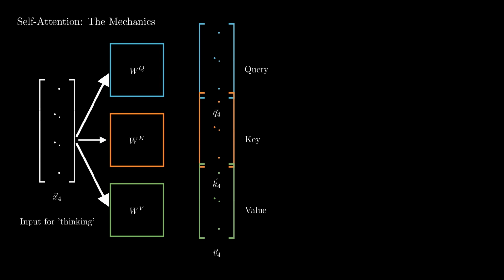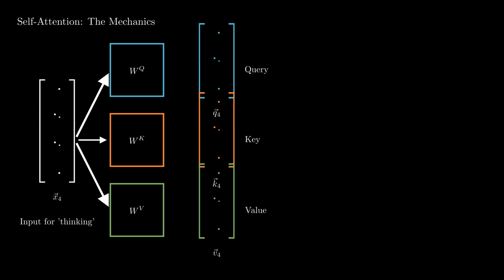To start the attention process, the model needs to create 3 specialized versions of this vector. It does this using 3 dedicated weight matrices, which are learned during the model's training. We'll call them WQ, WK, and WV. Think of these matrices as learned lenses. Each one takes the original embedding and projects it into a new space, giving it a specific role for the attention calculation. First, the embedding x4 is multiplied by the WQ matrix. This produces the query vector, which we'll call Q4. The query acts like a question or a probe.